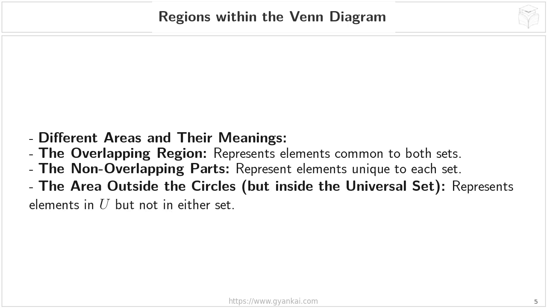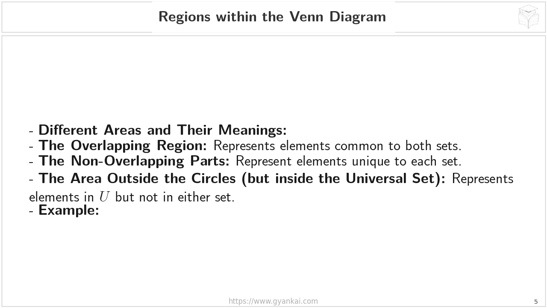Finally, and this is a crucial one students often miss, the area outside the circles, but inside the universal set. This area contains all the elements that are part of our overall universal set, U, but aren't in either set A or set B. They don't share any characteristics with the sets we're specifically looking at in this diagram. Let's solidify this with an example.